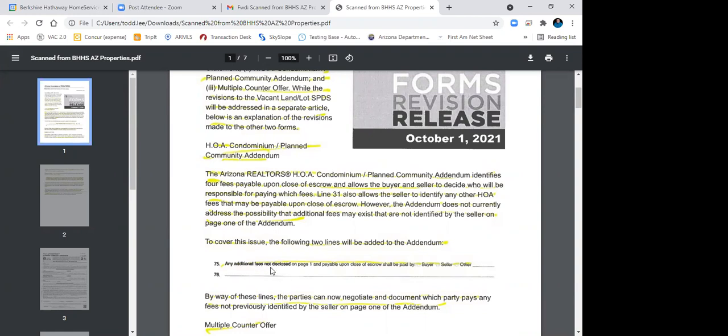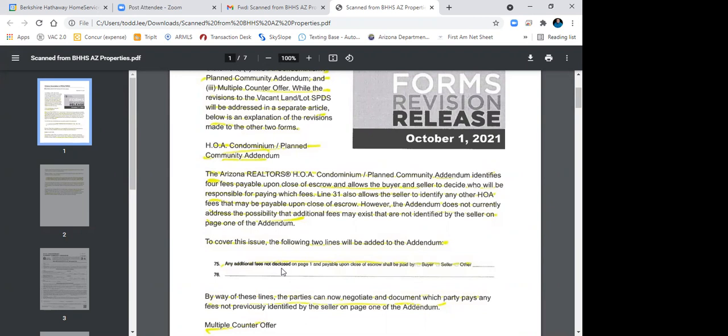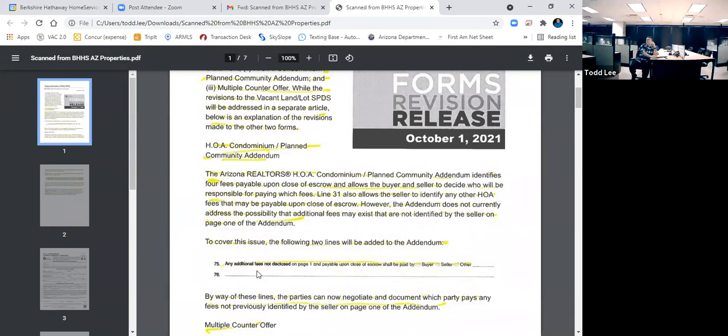Any additional fees that are not disclosed on page 1 and payable at close of escrow are to be paid by the buyer, seller, or other. I know that the Bray team, and some other agents also, automatically did this anyway. They wrote that in the extra terms on that HOA addendum.